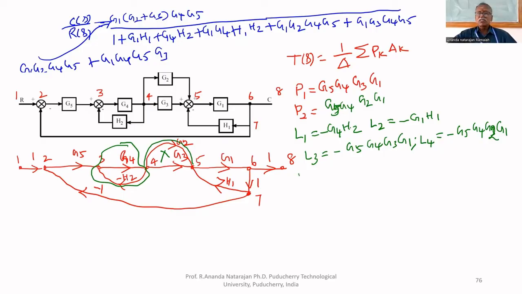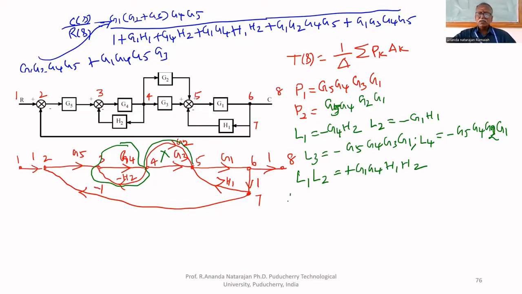That is G4H2, what is it? G4H2 is L1. G1H1 is L2. L1 and L2 are two non-touching loops. What is the gain? Plus G1, G4, H1, H2. That's all. No three non-touching loops, definitely not, because only two non-touching loops are there. So we can find the delta.